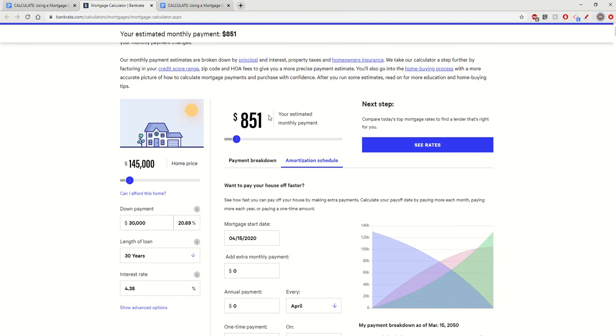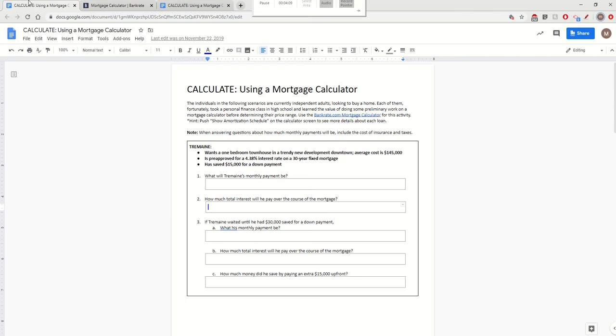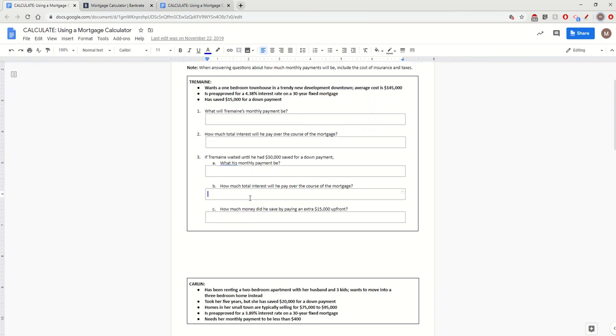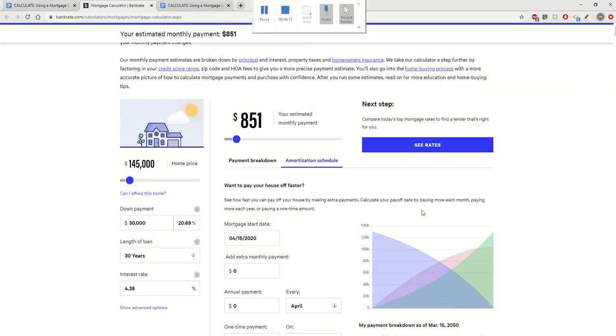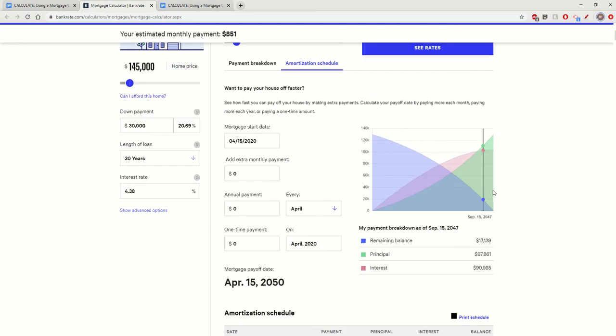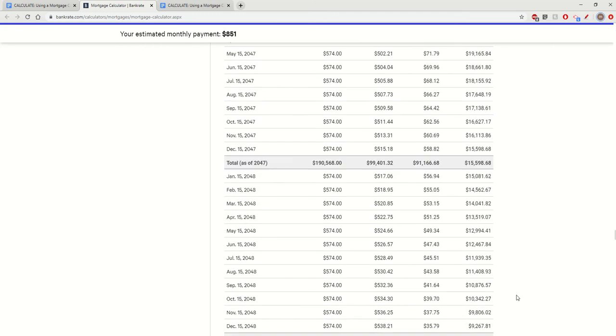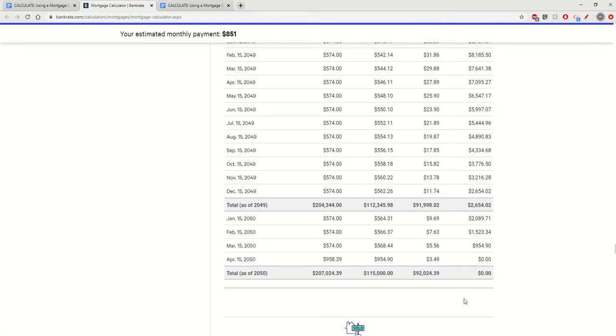Okay. So his new monthly payment is 851. How much total interest will he pay over the course of the mortgage? In this case, if we take a look over here, or my mouse is bugging out. It's about $92,000, so 92,021, and you can scroll all the way to the bottom here, do the same exact thing. And right there, this is the number of interest, total interest paid.